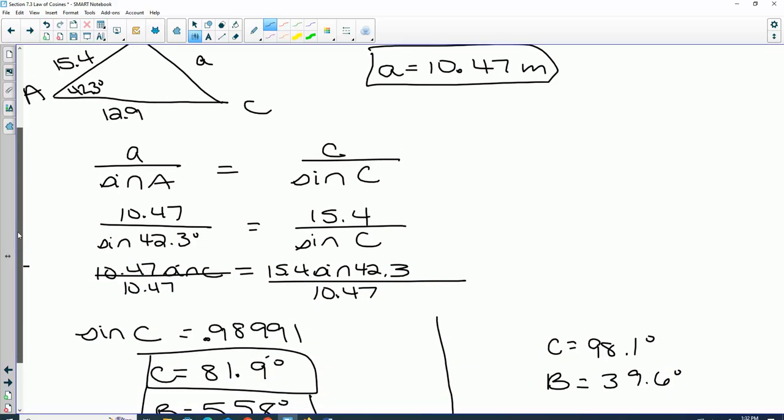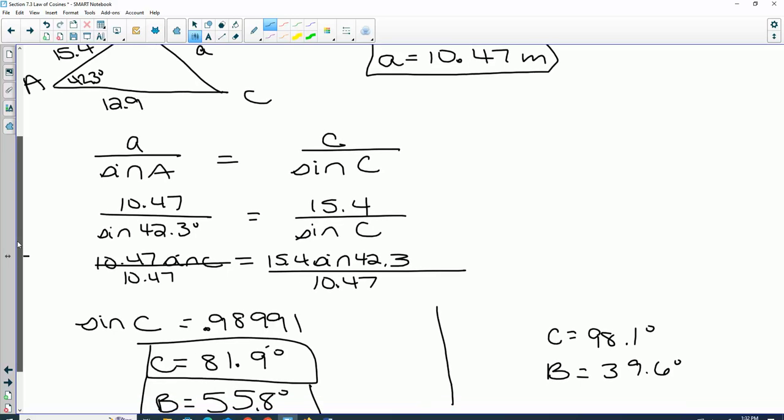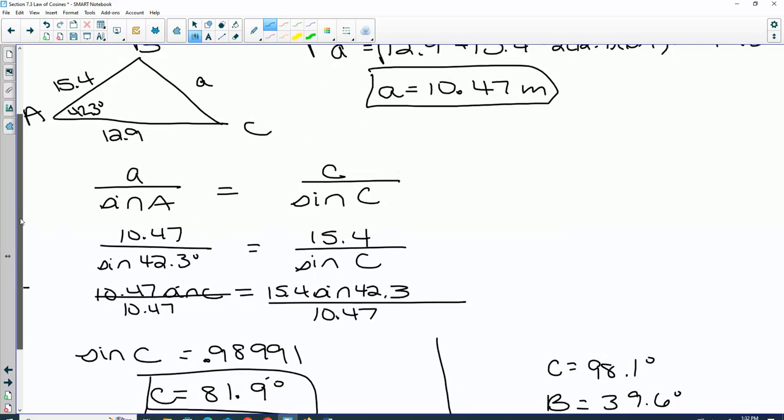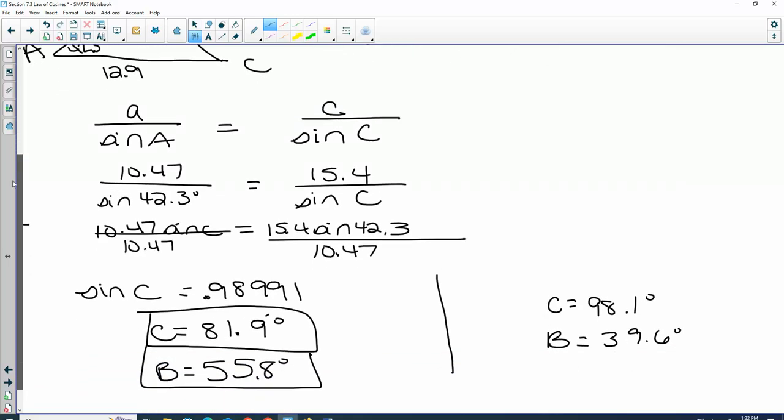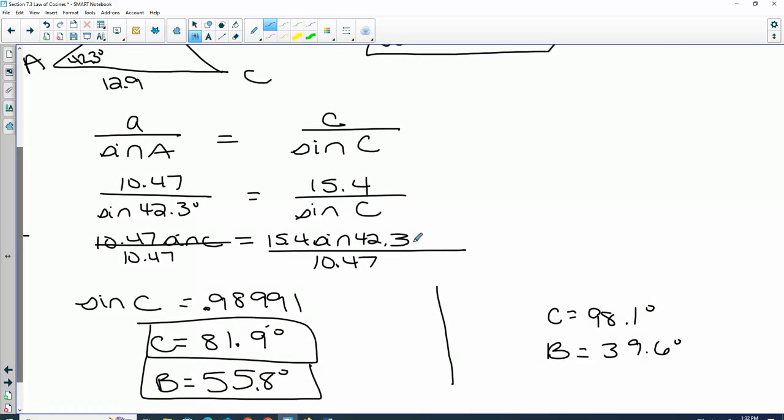Still any blatant issues with that? I mean, we didn't get a negative, but we do know side A was the smallest of the three sides. So angle A has to be the smallest angle. So is that second triangle possible? No, because we got angle B to be smaller than angle A. So this one doesn't work. There is, in fact, only one triangle here.